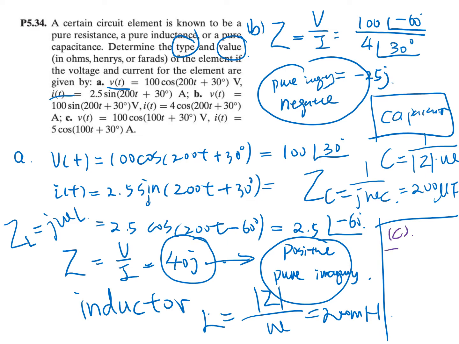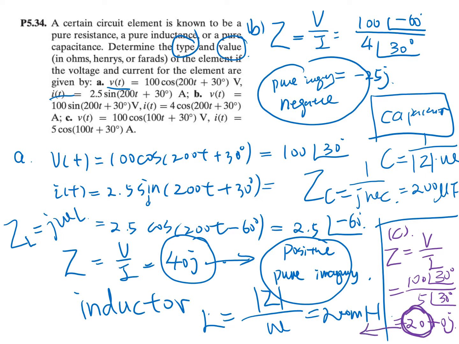For question C, similarly, we can calculate Z, V over I. That is 100 angle 30 degrees over 5 angle 30 degrees. And you can get 20 plus 0j. Well, this is a pure real value. What we can know is it's just a resistor.